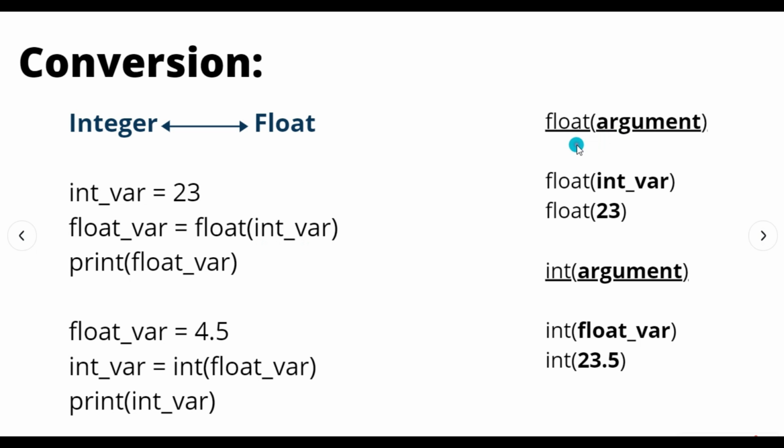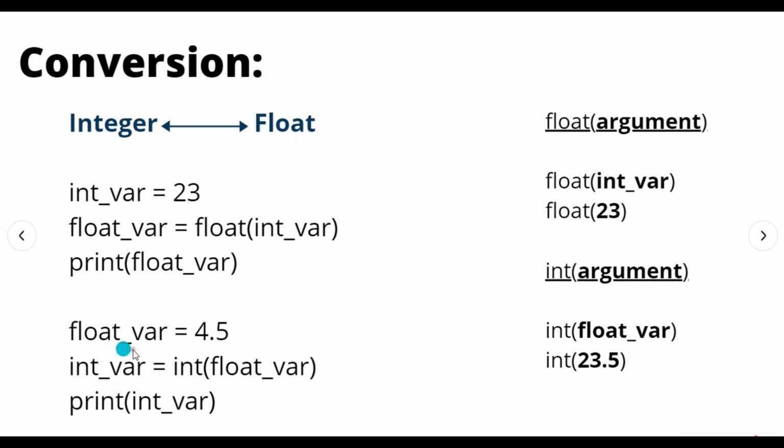So I have told you that a float function will help you to convert the integer value into float number. So we are passing the variable here, and now we are getting what is inside this float variable. So when we write this print function, we will see what is inside this float variable, and we will get the float number. Now the second program is used to convert this float number into integer number.